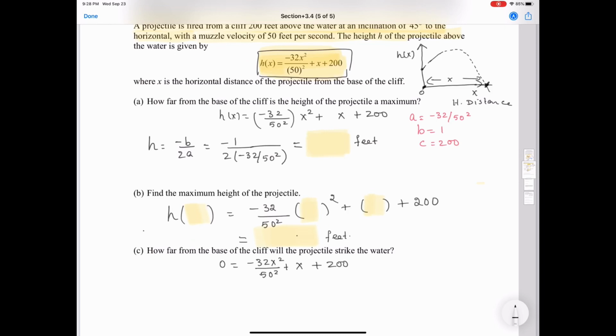This is just solving a quadratic equation. Let me rewrite it one more time. My a value is negative 32 over 50 squared. It's like ax squared plus bx plus c equal to 0. Solve this quadratic equation and get the two x values, and if you have questions we can talk in class.